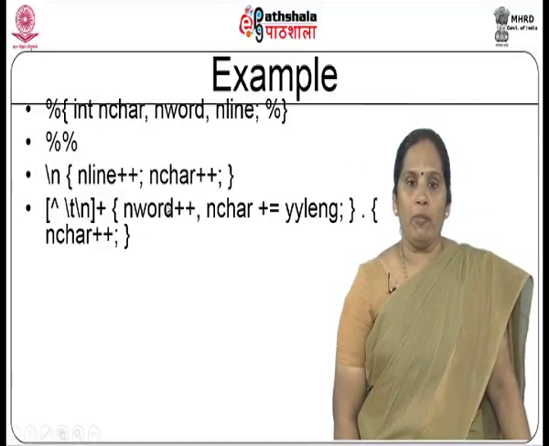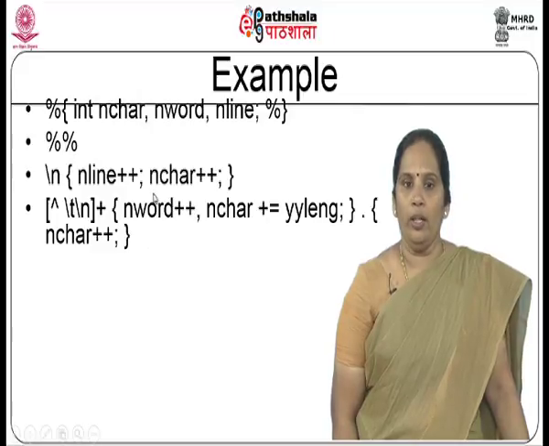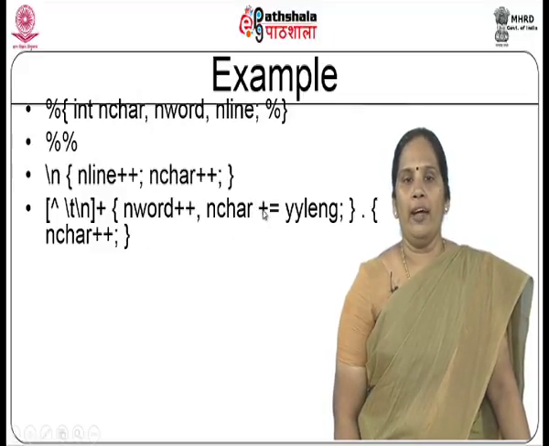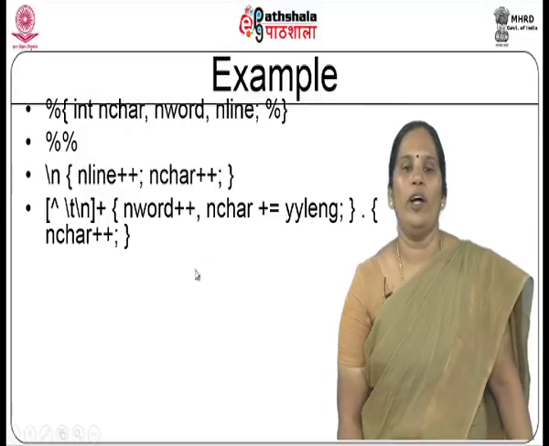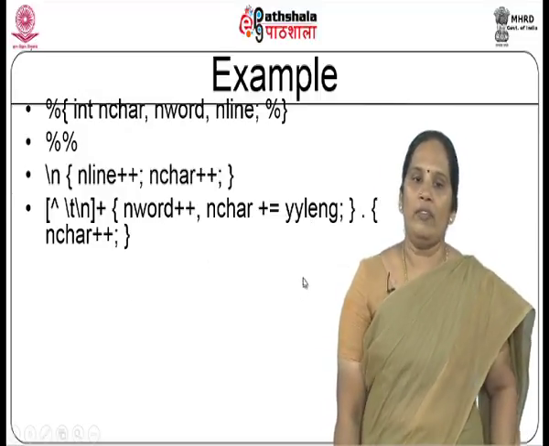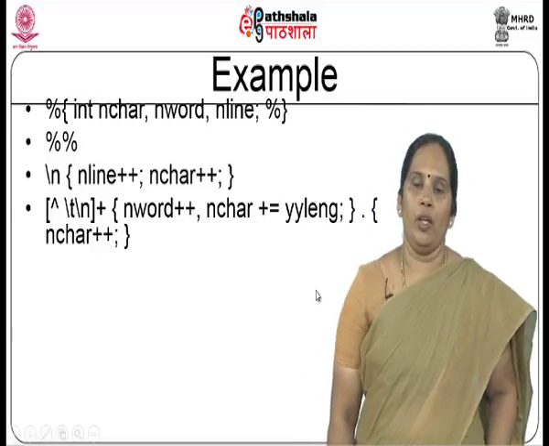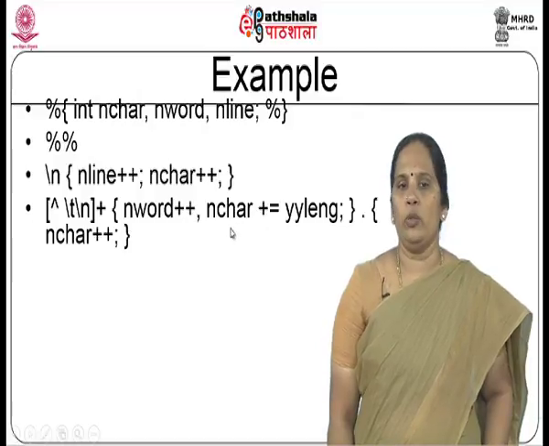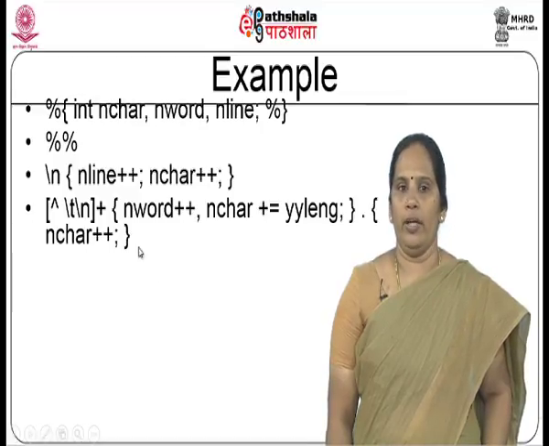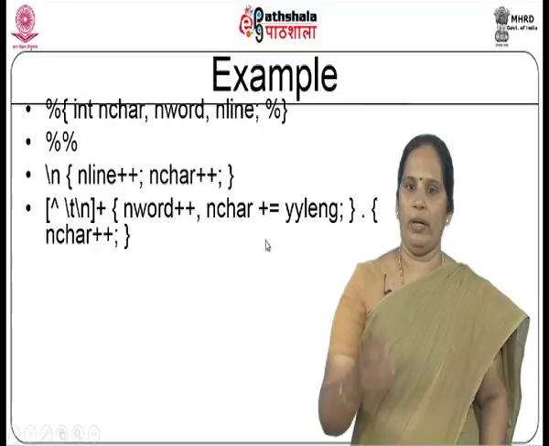So, in that case, I am incrementing my number of words by 1, okay, and the number of characters will be nchar += yyleng, which means the number of characters is equal to the number of characters plus yyleng. So whatever you have encountered so far, yyleng will give the length of the text, yytext. Whatever is there will be incremented and stored in the number of characters. Then I also increment the number of characters by 1, nchar++.